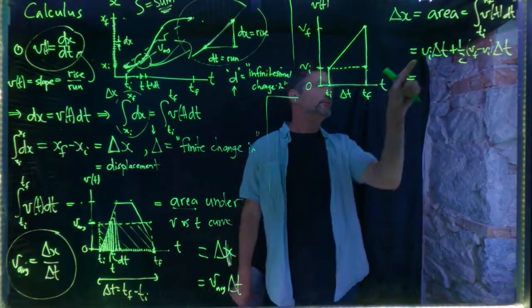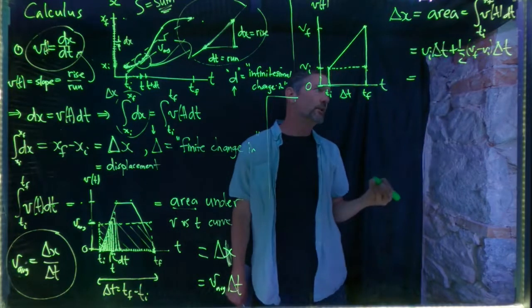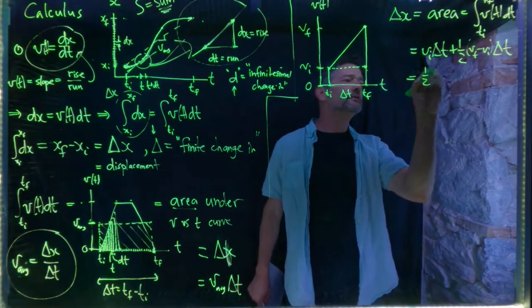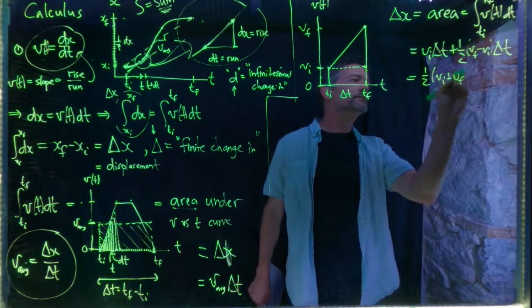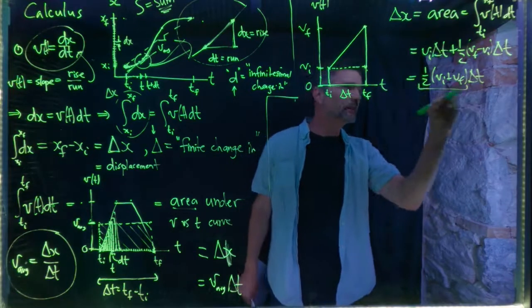Now you have a v initial delta t, and you have a negative 1/2 v initial delta t. And so you end up with a half v initial delta t. So you get 1/2 times v initial plus v final, times delta t. Okay, and now let's look at this thing. What's that?